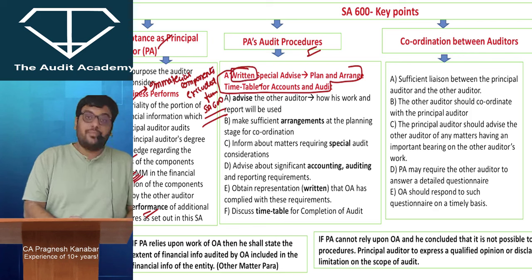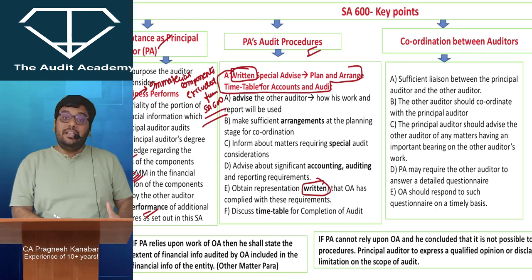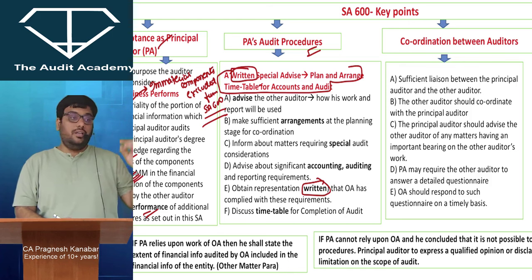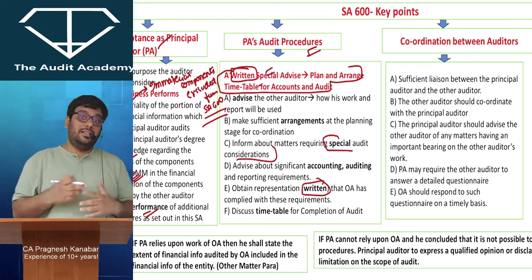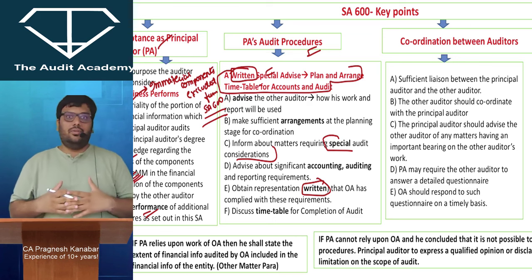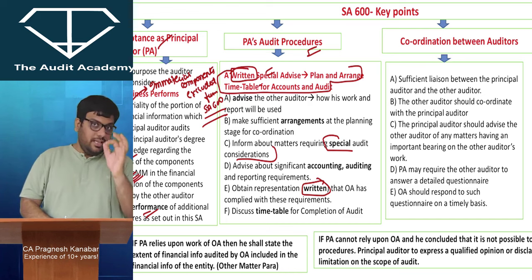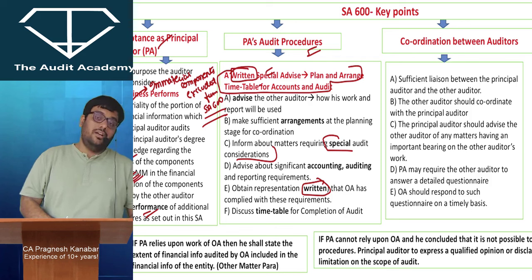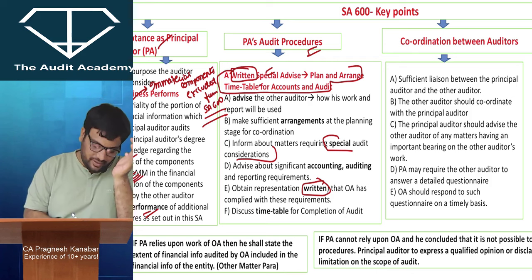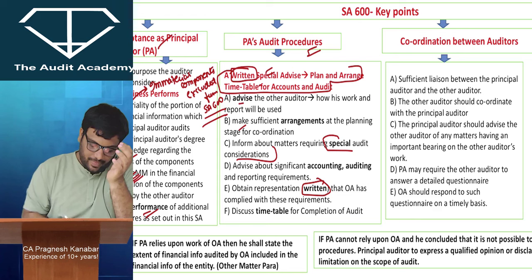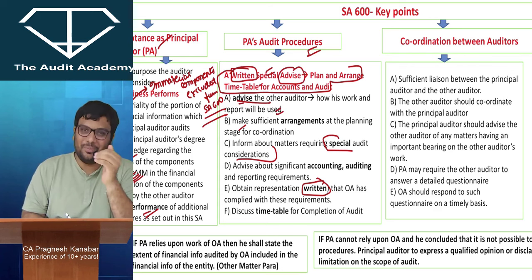Now, written. From the other auditor, you can take a written declaration: please give it to me in writing that you have followed the significant accounting, auditing and reporting requirements. Special: whatever are the matters of special audit consideration, like related party transactions, significant estimates, huge amounts of stock and cash, these matters you need to discuss with the other auditor. Please ensure that your English is soft when you're writing this. You cannot write that the principal auditor will instruct the other auditor. No. Words such as discuss, inform, advise have been used, because the other auditor is not your article. Advise the auditor how important his work is for you, and the report that will be used.